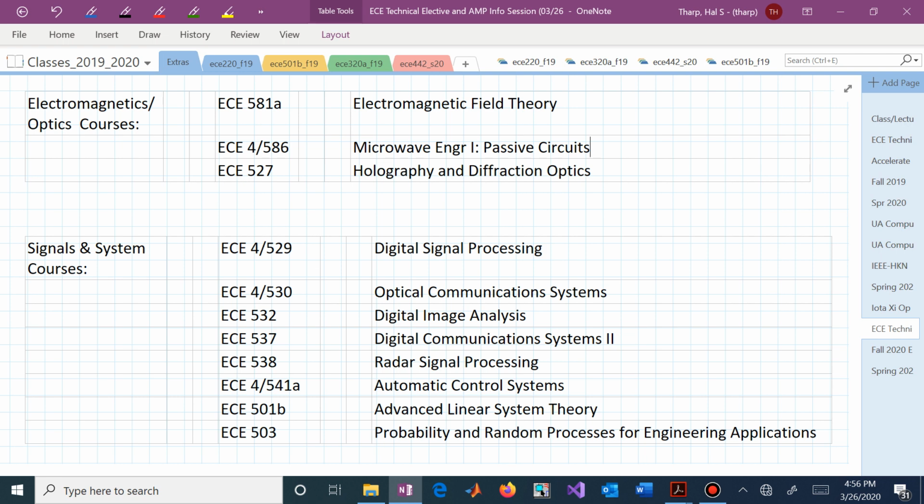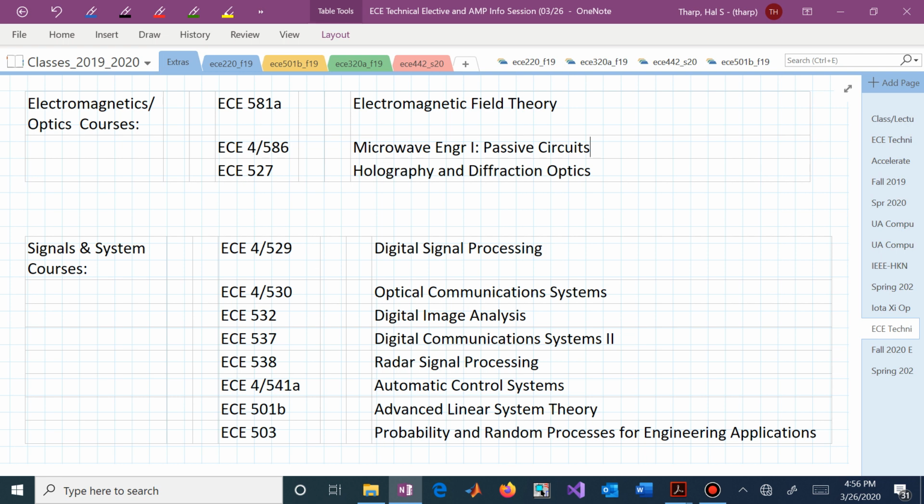If you're interested in radar signal processing, how do we create a radar system? How do you do signal processing with radar? What's synthetic aperture radar? Those are topics that are covered in 538. Automatic control systems, that's your first introduction to designing controllers. How do you change the dynamic behavior of a system? How do you make it perform better in terms of how you want it to perform?